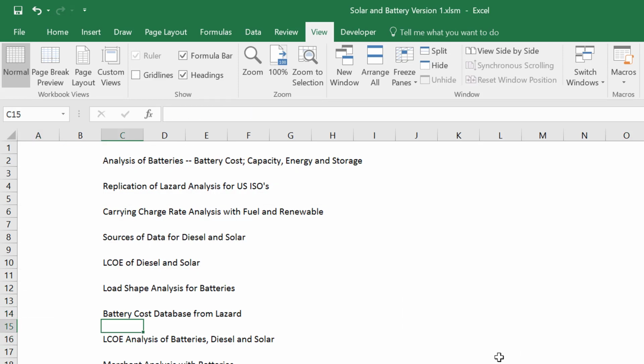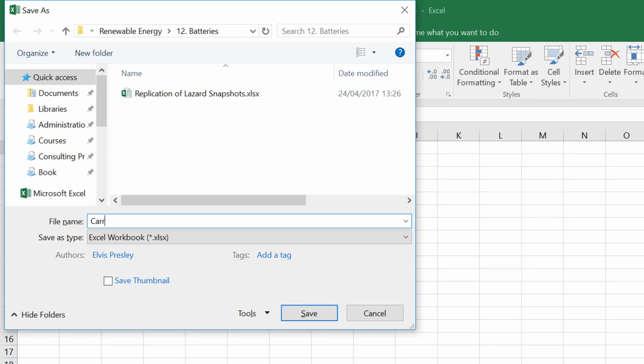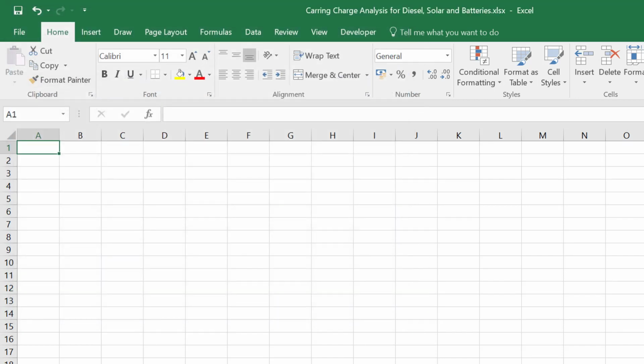The next thing we're going to do is a carrying charge analysis. I've done so much of this stuff, I'm kind of a little embarrassed that I didn't do a comprehensive one, but this is going to be a carrying charge analysis for fuel, diesel, solar, and batteries. We're going to have to evaluate the lifetime of the batteries and the inflation rate in the fuel. All of those timing considerations really should be incorporated in this carrying charge rate analysis.